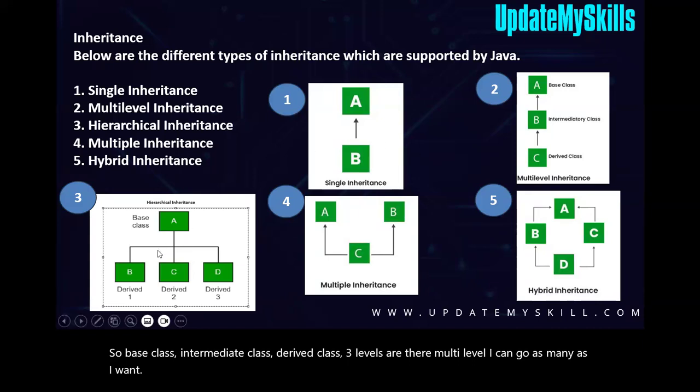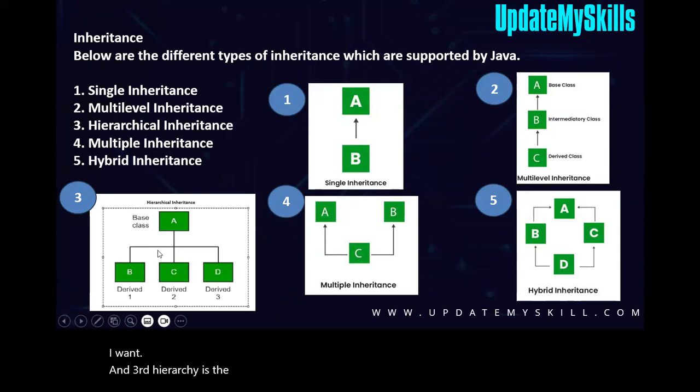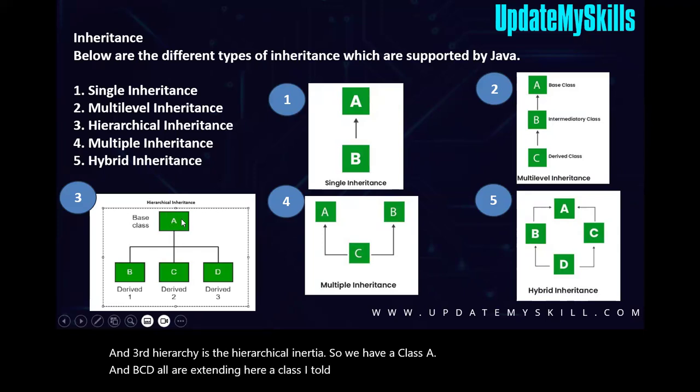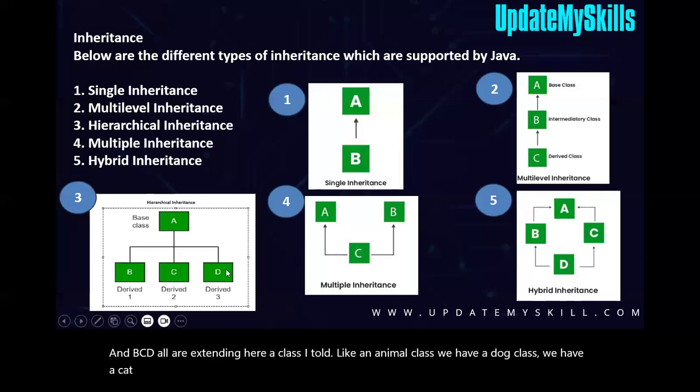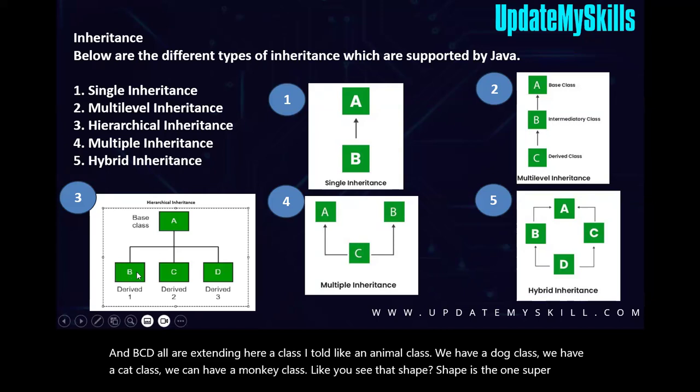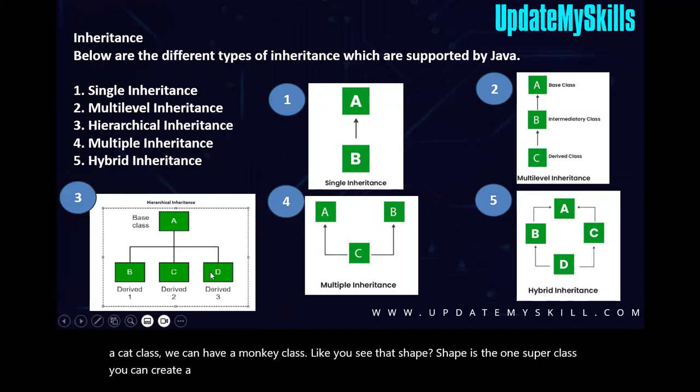And the third type is hierarchical inheritance. So we have a class A, and B, C, D all extending one class. Like an animal class: we have a dog class, a cat class, a monkey class. Like you see, shape is the one superclass. You can create a rectangle, triangle, and a square. Hierarchical inheritance we can create.